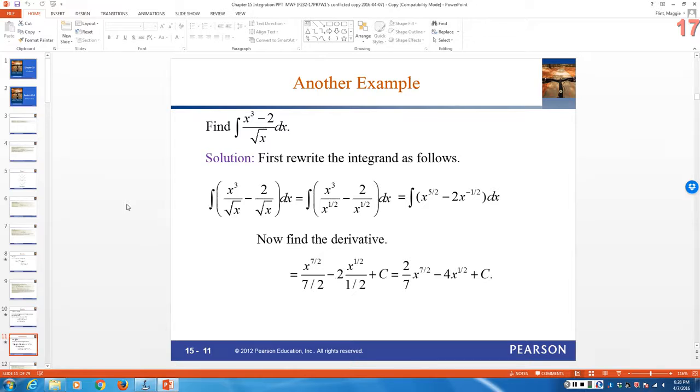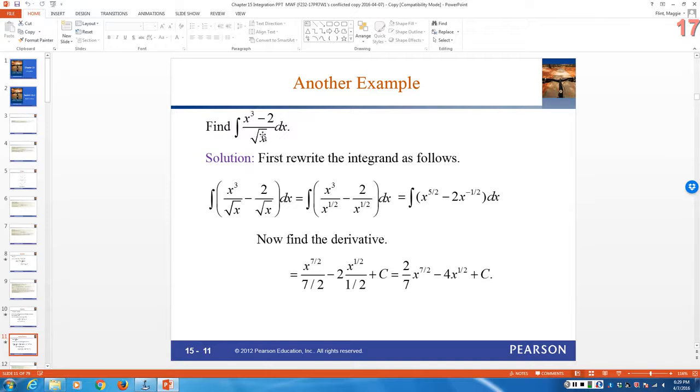This one is a little bit trickier. You have to think about the same kind of things that you thought about when you were doing derivatives to start with. You have to think about, okay, how can I get rid of radicals? You can turn them into fractional powers. How can I bring things up out of the denominator? You can make their powers negative.